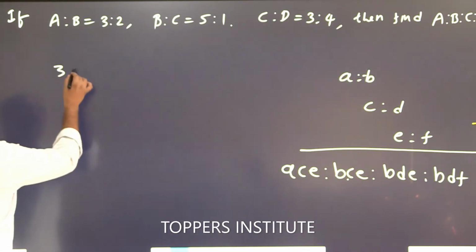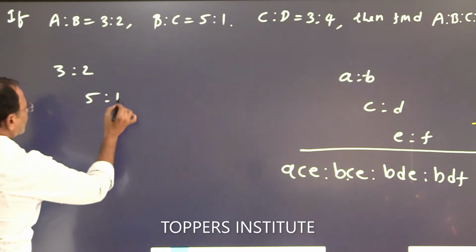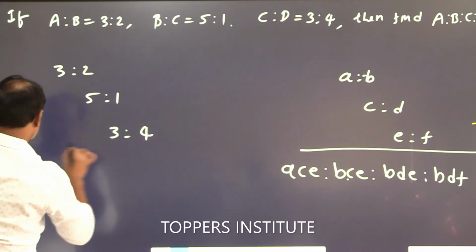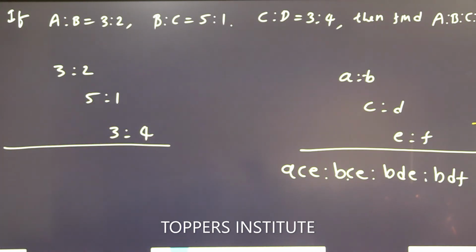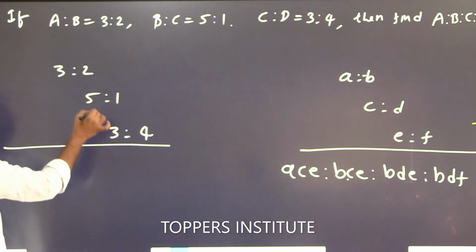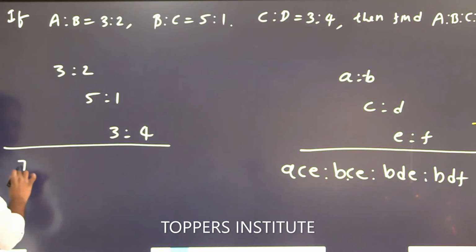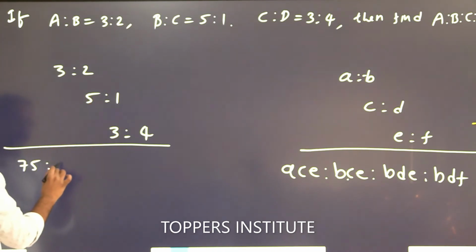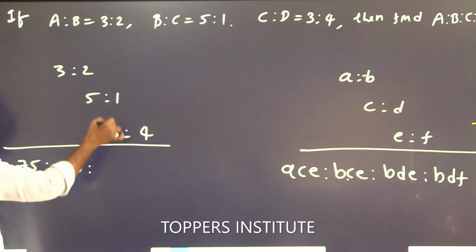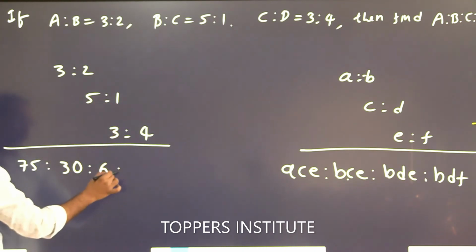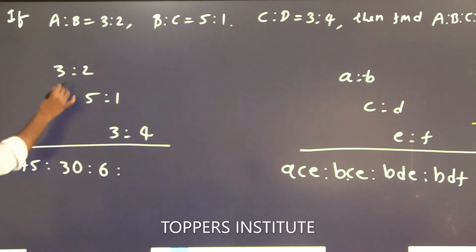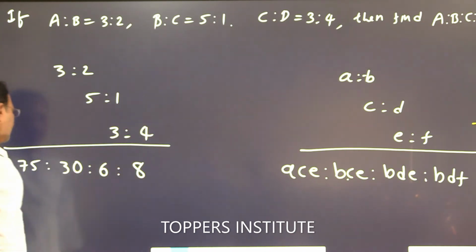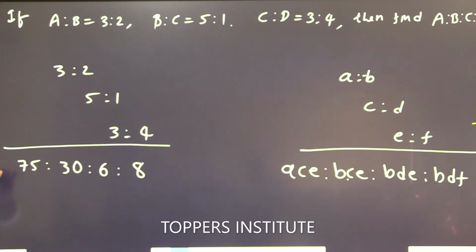Now we are going to find A is to B is to C is to D. First ratio 3 is to 2, second one 5 is to 1, third one 3 is to 4. First term, product of antecedents: 3 into 5 is 15, 15 into 3 is 75. Next term: 2 into 5 is 10, 10 into 3 is 30. Next: 2 into 1 is 2, 2 into 3 is 6. Last term, product of consequents: 2 into 1 is 2, 2 into 4 is 8. So A is to B is to C is to D is 75 is to 30 is to 6 is to 8.